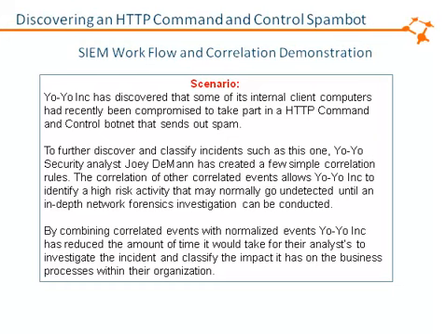Very common scenario. To further discover and classify incidents such as this one, Yo-Yo security analyst Joe Demand has created a few simple correlation rules. The correlation rules correlate events, allowing Yo-Yo Inc. to identify high-risk activity that may normally go undetected until an in-depth network forensic investigation can be conducted. So he takes the information he learned about this spam bot and applies it into some correlation logic so that his junior analysts can respond to it very quickly and don't need the skill set that he has. By combining correlated events with normalized events, Yo-Yo Inc. has reduced the amount of time it would take for an analyst to investigate the incident and classify the impact it has on the business processes of the organization. So let's look at what this would look like.